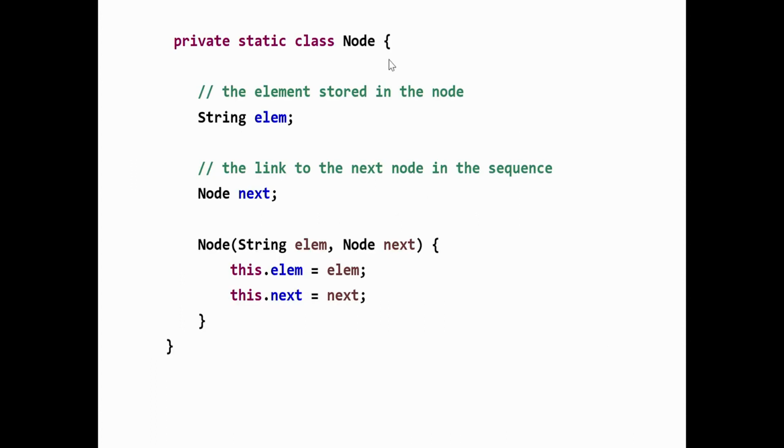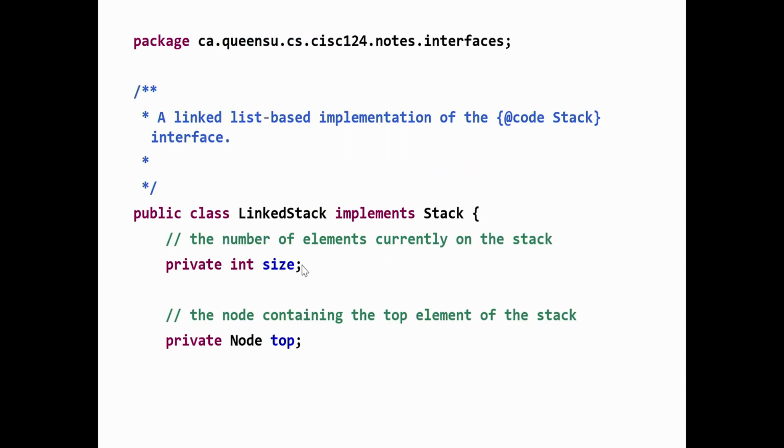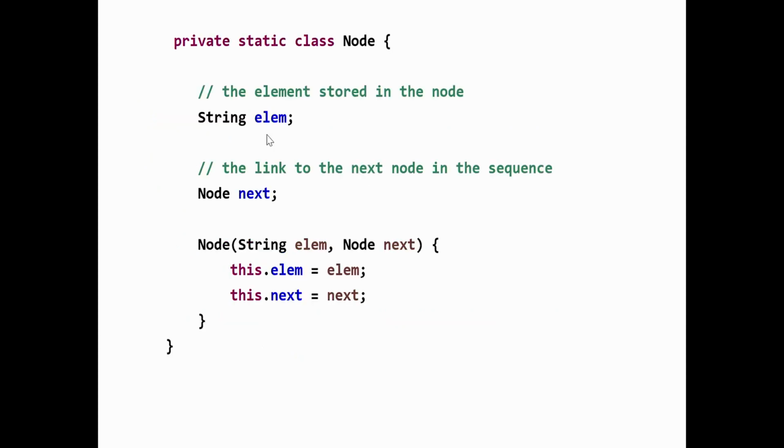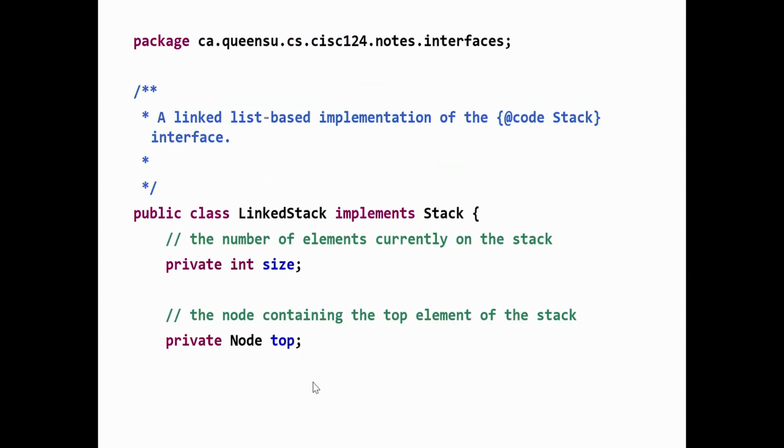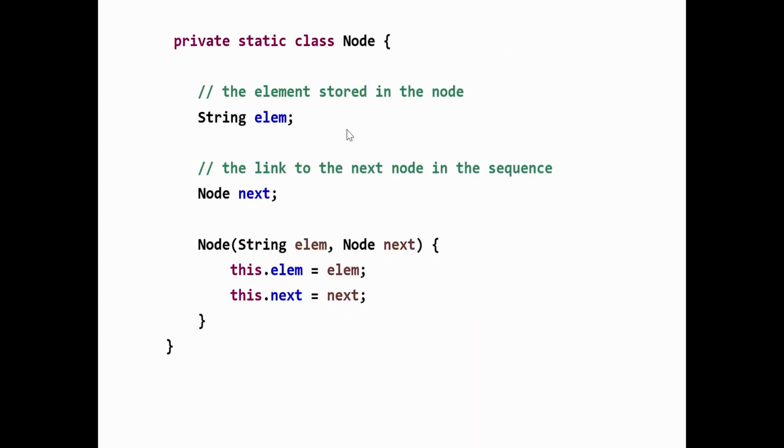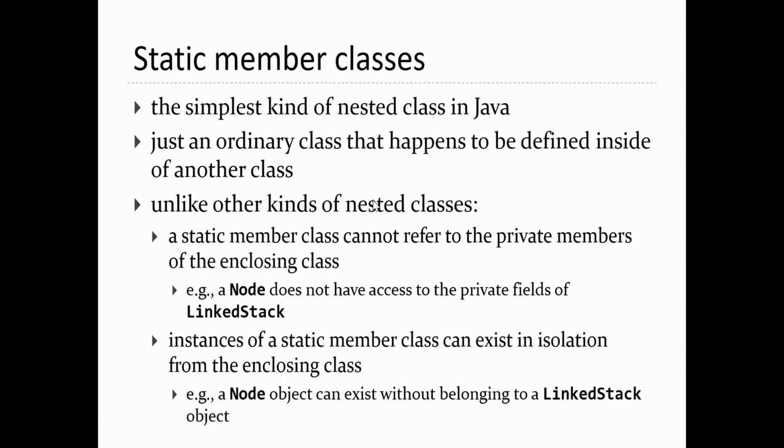In other words, every node knows nothing about the stack that it's inside of. Inside this node class, I can't access top or size. The node class has access only to the stuff that's inside the node class. That's different than the inner class that we had from before, which had access to the stuff outside of it, to the enclosing class. In this case, you don't.